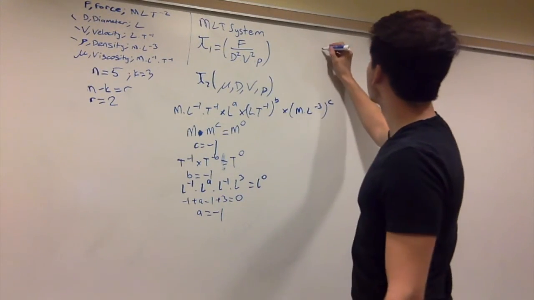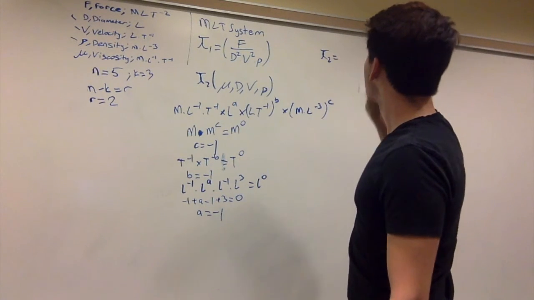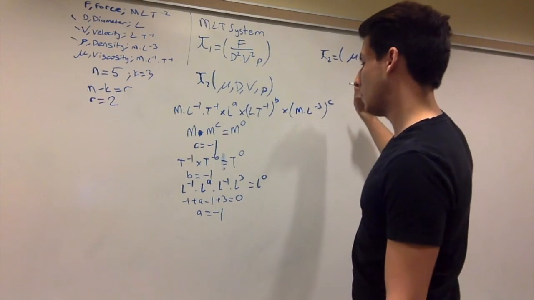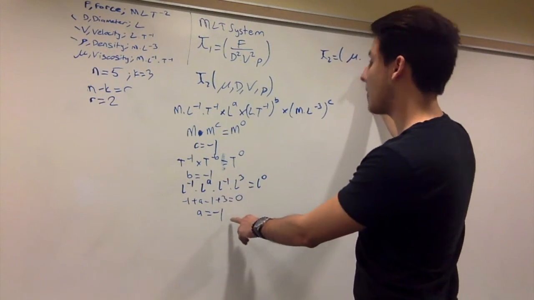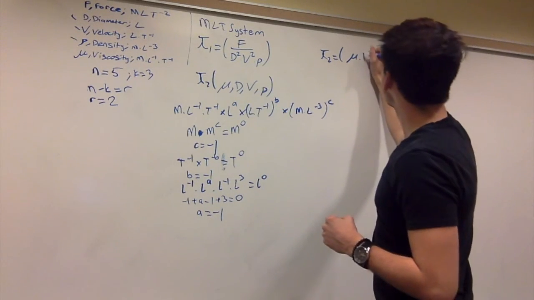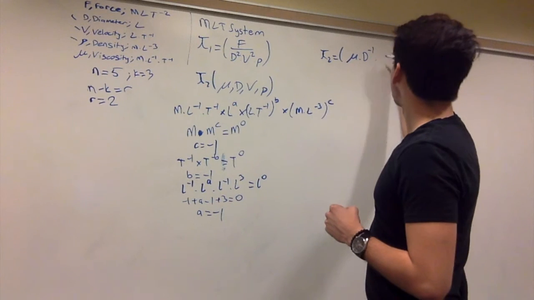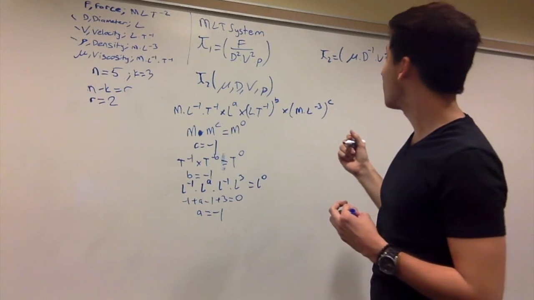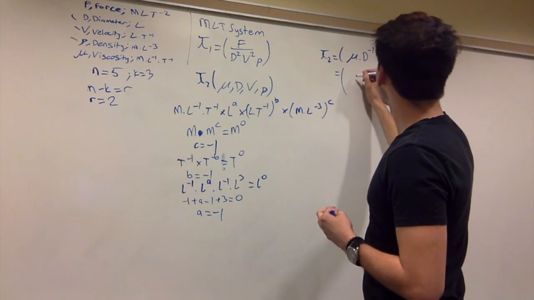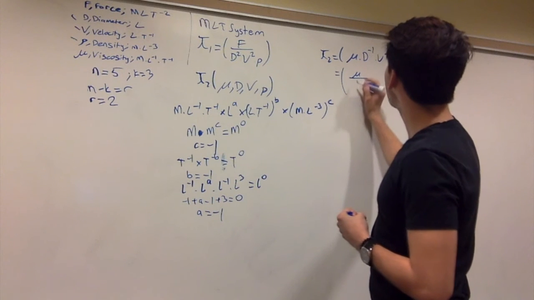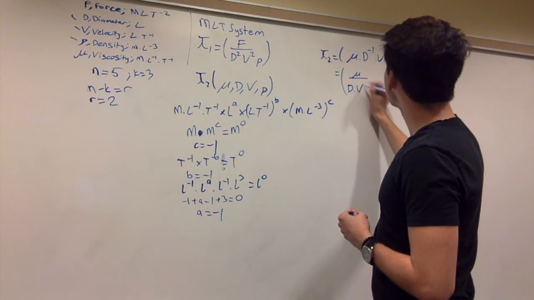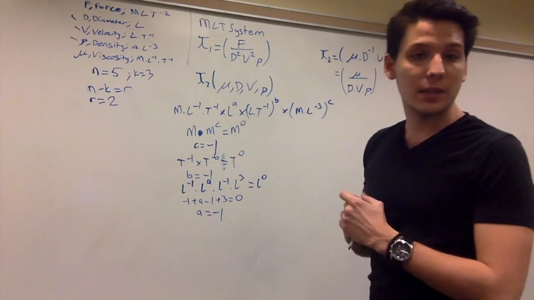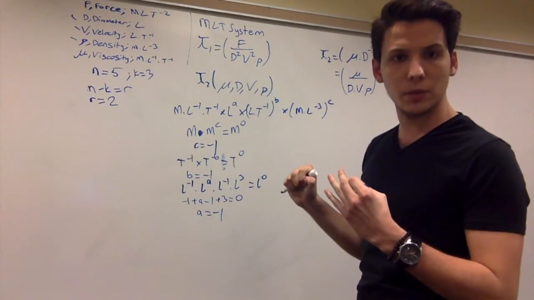So we can write pi 2 equals viscosity times, what is a? Diameter. Diameter to the power of -1, velocity to the power of -1, and density to the power of -1. We can write this as viscosity divided by diameter times velocity times density. So these are our two pi terms.